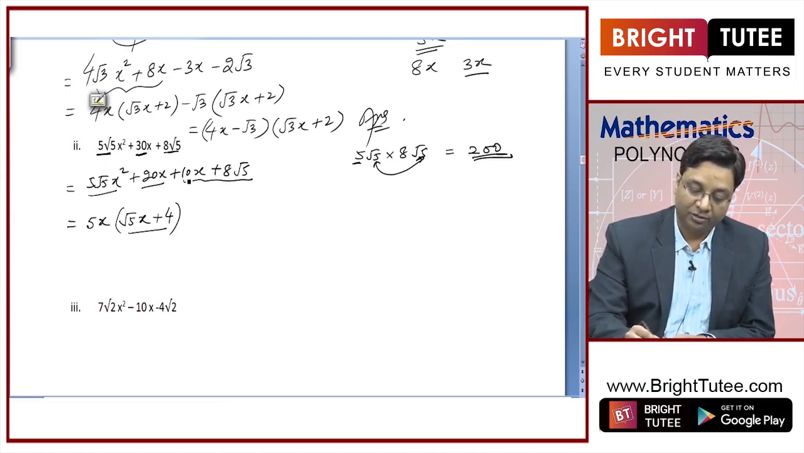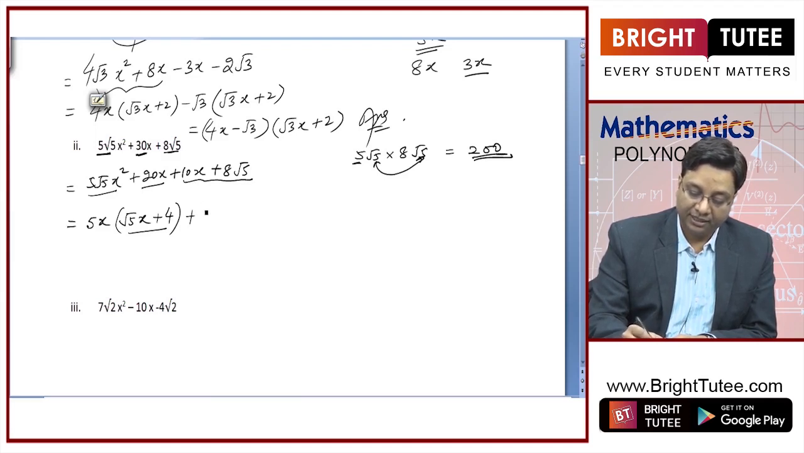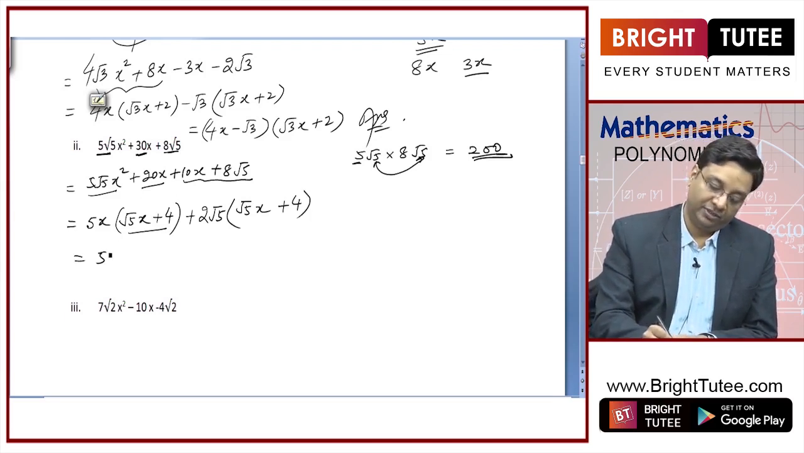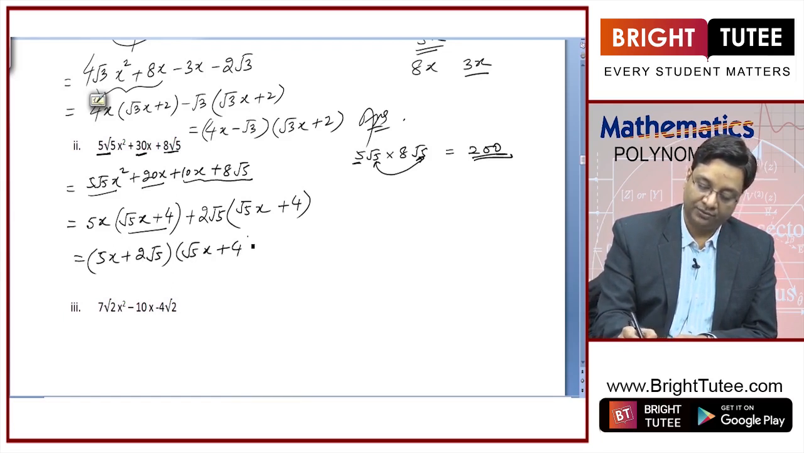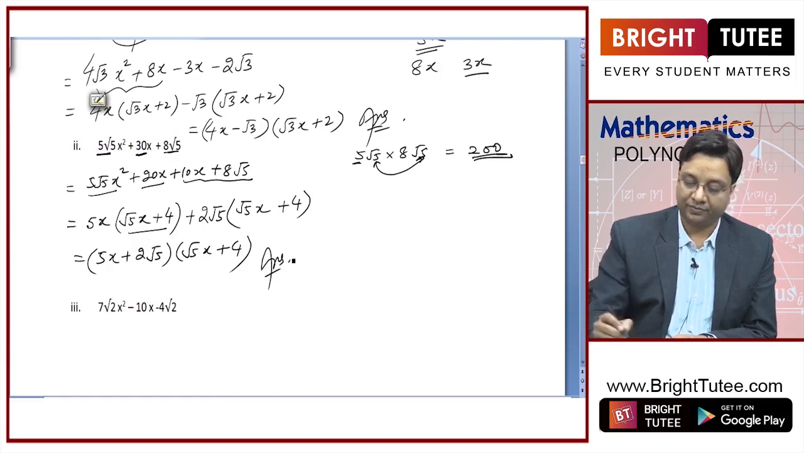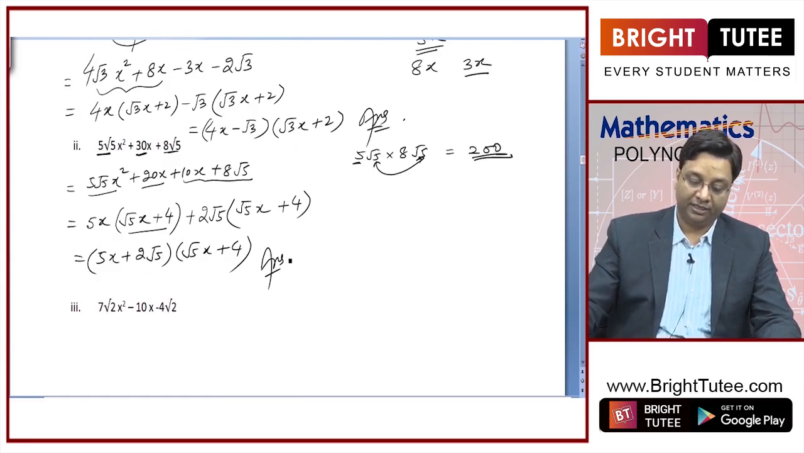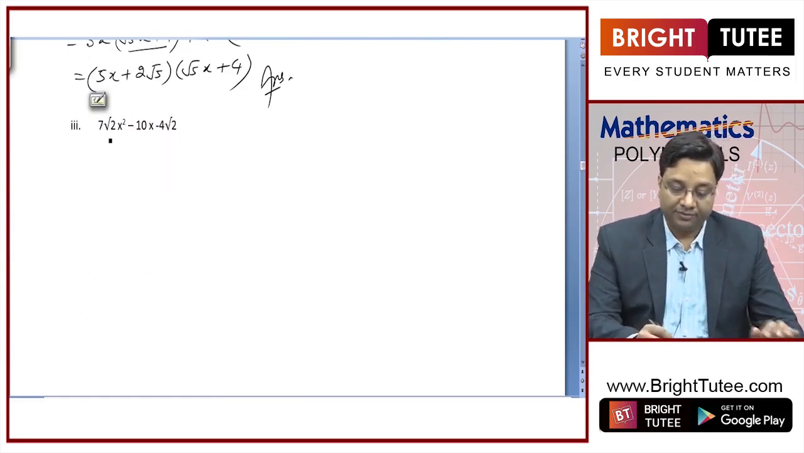So I need to produce root 5x plus 4 in the second part also. So what should I take as common? I can take 2 root 5 as common, so that I have root 5x here and plus 4 here. Okay. So now it can be written as 5x plus 2 root 5 into root 5x plus 4. Okay. So this is the factorization using the middle term splitting.